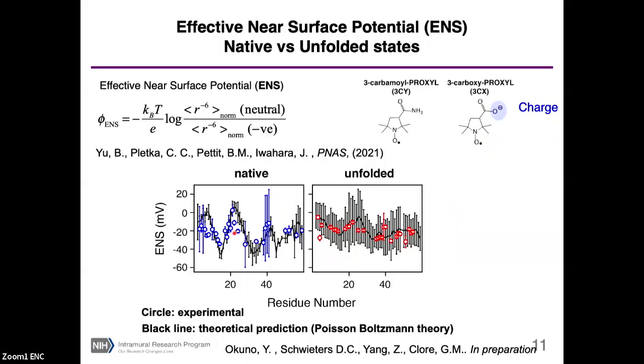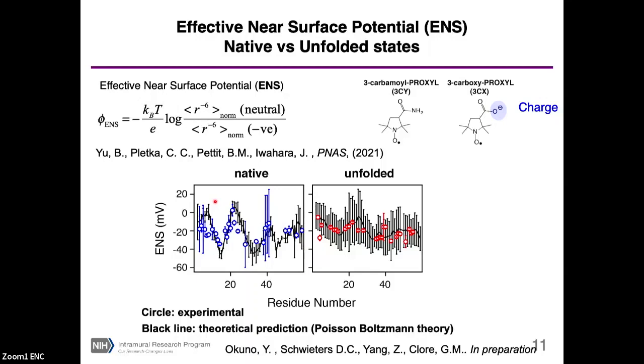And shown here in this plot, the blue circle and the red circle are the ENS coming from the experiments. And the black line over here is the theoretical prediction from the Poisson-Boltzmann theory. In both experiment and the theoretical prediction, we saw immediately that the native state has some wide variations ranging from 0 to -40. You see a zigzag pattern. On the other hand, for the unfolded state, we see these variations are much less pronounced, and it's sort of homogeneously distributed around -20 millivolts.